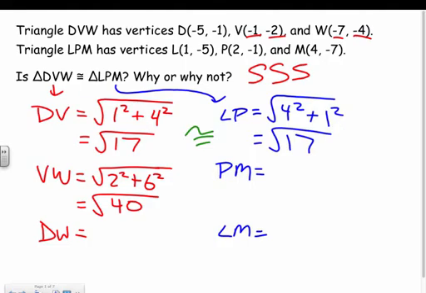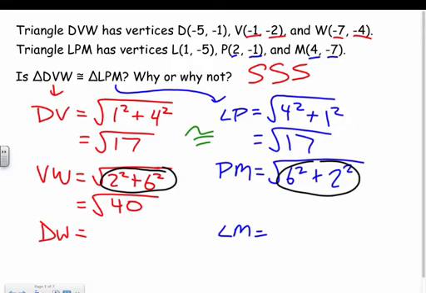40 as well. So distance formula, distance between my y's is 6, so 6 squared. Distance between my x's is 2 squared. And if I look, these are the same thing right here. So I'm probably good with that. I don't actually even need to simplify to here. I know it's going to be the same. Okay, so good. And lastly, I'm looking at DW.